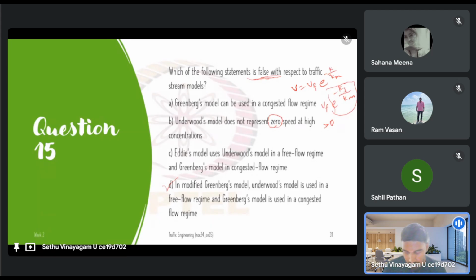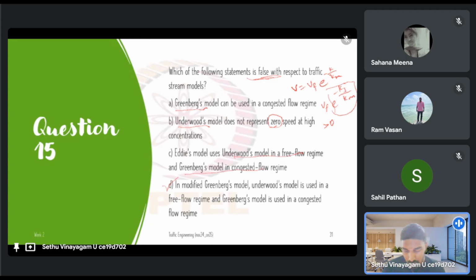So option C, Eddie's model uses Underwood's model in free flow and Greenberg's model in congested flow. This is also correct, right? As I said, Eddie's model is a multi-regime model that tries to overcome the limitations of these two. Greenberg has a limitation in the free flow part, Underwood model has a limitation in the congested part. Eddie's model is using the best of these two models, using the Underwood model in the free flow and Greenberg model in the congested flow regime, right? So that's why that is Eddie's model. So C is also correct. So D is the incorrect one.